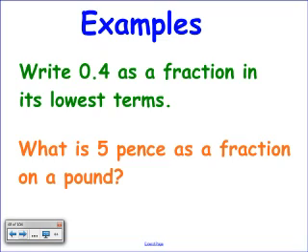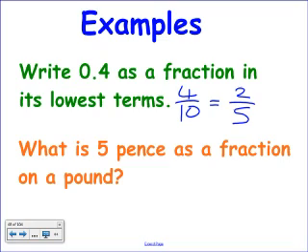Right. 0.4 as a fraction in its simplest terms. What does 0.4 mean, Ben? 4 tenths. It means 4 over 10. What can I do with that? Simplify it. So what does it become? 2 over 5. Perfect. Can't do anything with that. That's the answer they're looking for.